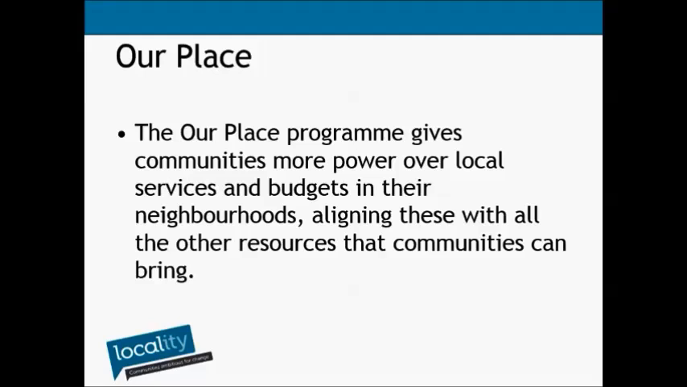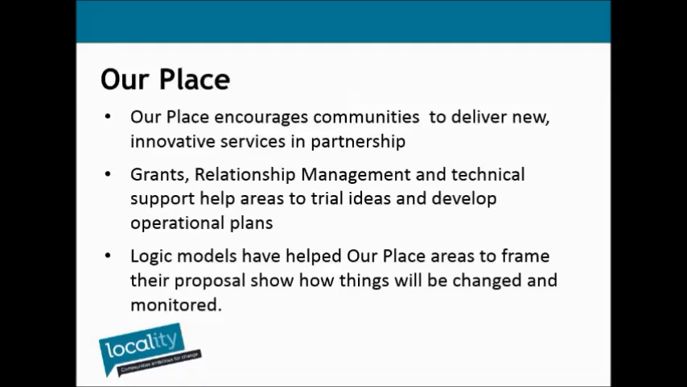So the OurPlace program gives communities more power over local services and budgets in their neighbourhoods, allowing them to align these with all of the other resources that communities can bring. Through the OurPlace program, the government is encouraging communities to develop innovative new ways of delivering local services, and grants have been made available to help communities to develop their plans.